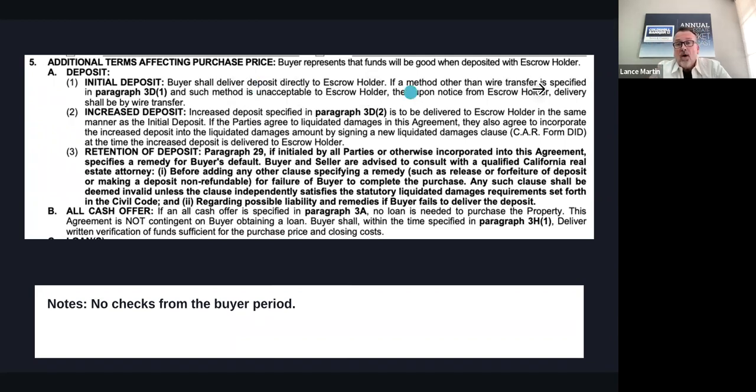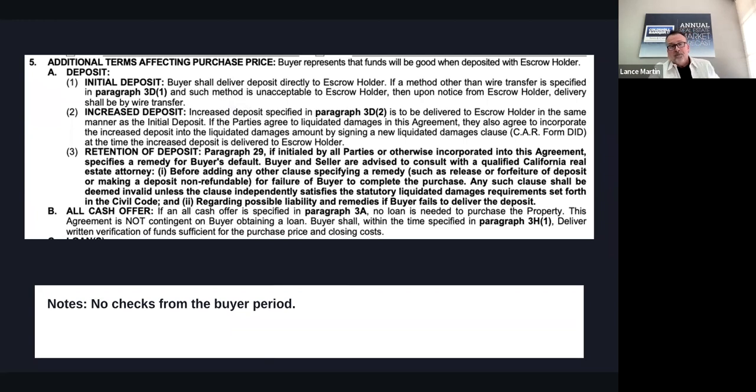If a method other than wire shall be specified in paragraph 3D, we talked about that a couple of days ago. That's on page 1 of the contract. So if it's not going to be a wire, tell us what it's going to be, but make sure it's a wire. By the way, whatever that method is, it needs to be acceptable to the escrow holder.